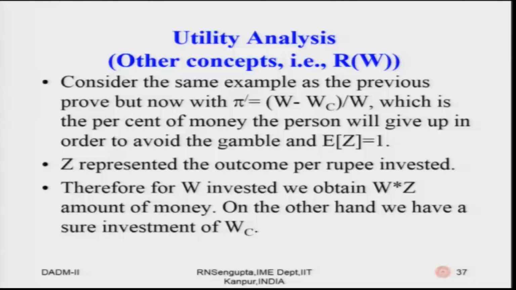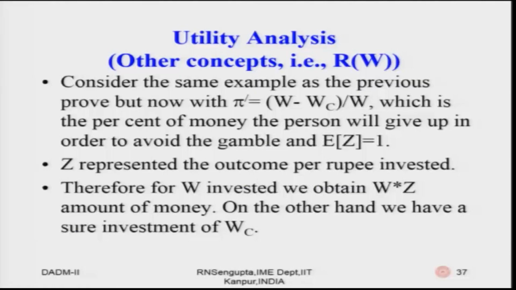Now, if you check the ratio pi dash, this is w minus wc by w, which is the percentage of money the person will give up in order to avoid the fair gamble. In that case the expected value was 0, but now we are considering the expected value as 1. So, I want to avoid the gamble, that means I do not want to take a risk, I want to go for the certainty event. So, per unit increase or decrease in my wealth, what is the total percentage based on which I will take the decision? I will run away from the gamble, or basically go for a certainty event. That is the decision you want to take.